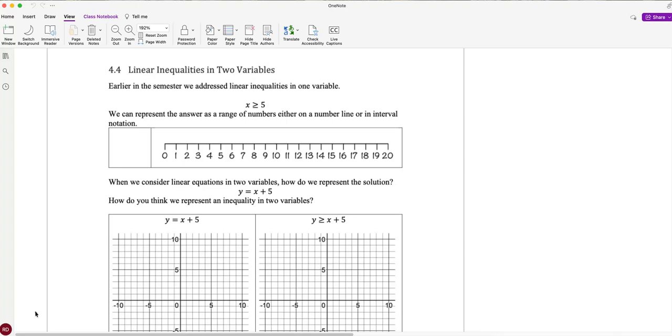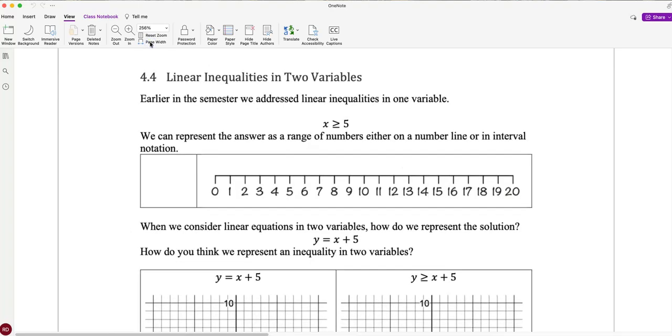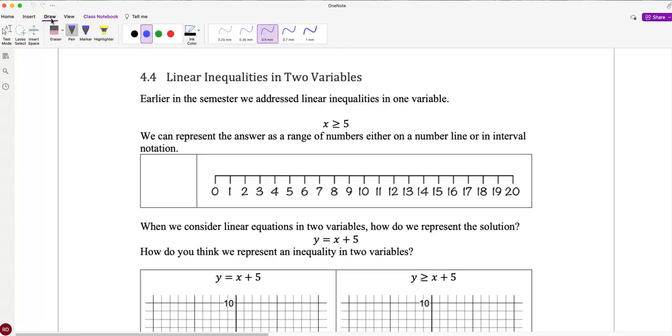So we've spent a lot of time talking about linear equations, linear systems. We're going to talk about something that's sort of related, but linear inequalities, okay? We've been dealing mainly with linear equations. So early in the semester, we dealt with linear inequalities in one variable.